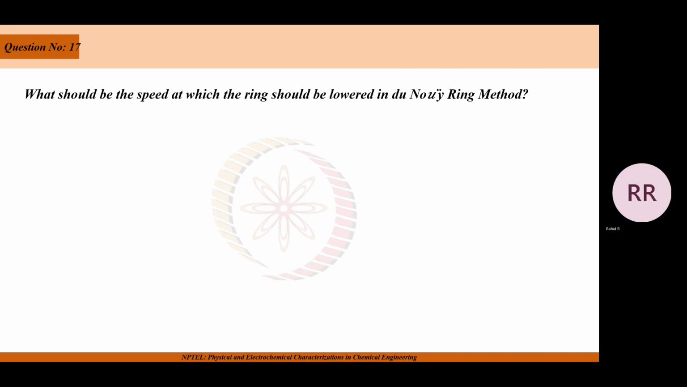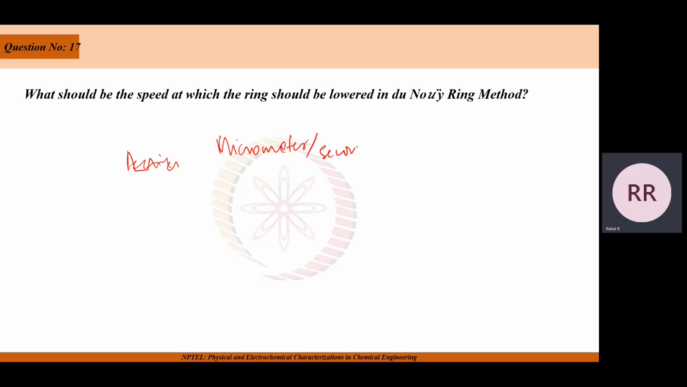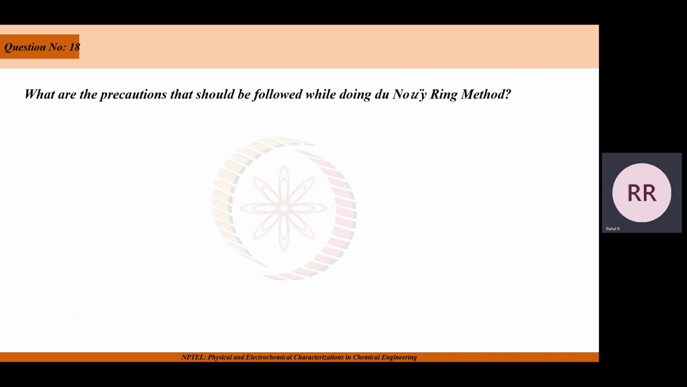Okay. So the speed at which it is generally used is basically this, per second. So this is the speed at which we lower the ring in the Du Noüy method. That's the answer. Now let us go to the next question.